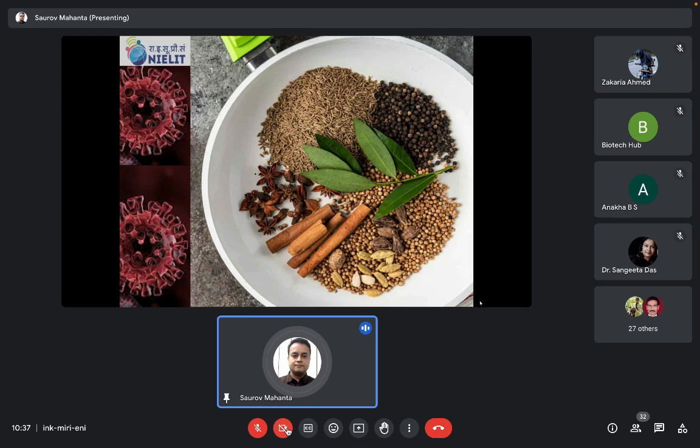So spice, whatever you say, it is black pepper, piperine comes to our mind, right? Then ginger oil from the ginger, curcumin from the turmeric, okay? Like that, these medicinal compounds are abundant in these food materials that we consume in our day-to-day life.